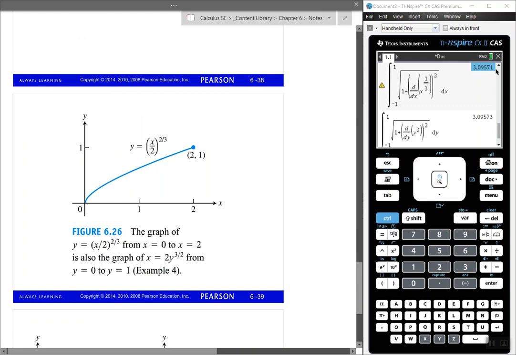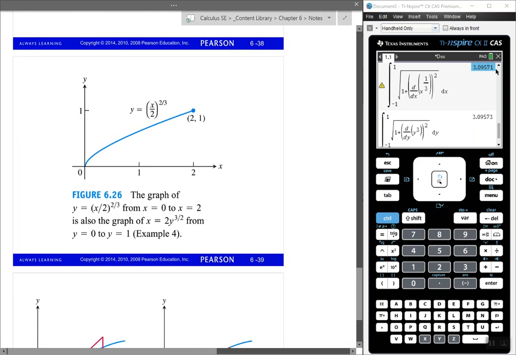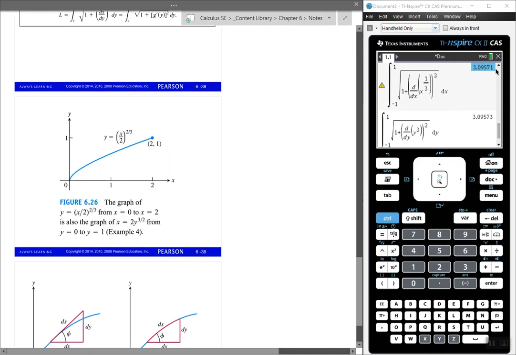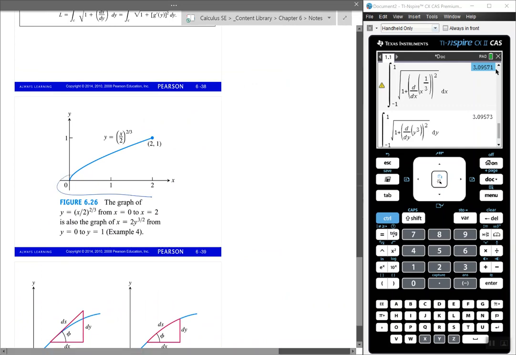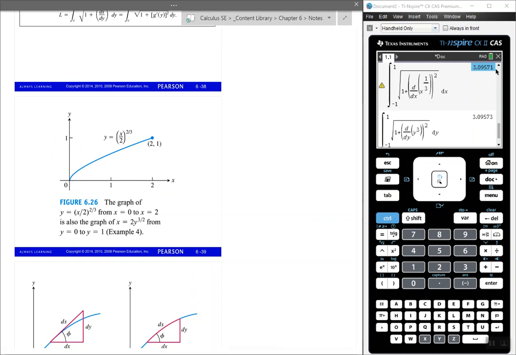So we have this here, and they say that we can use either version of this equation and get the same answer. So the graph of y equals (x/2)^(2/3) from 0 to 2 is also the graph of x equals 2y^(3/2) from 0 to 1. So if we switch the letters, we switch the limits of integration from x's to y's. That's the only thing: if you're going to change the letter, make sure that you use the correct integration limits from the correct axis.